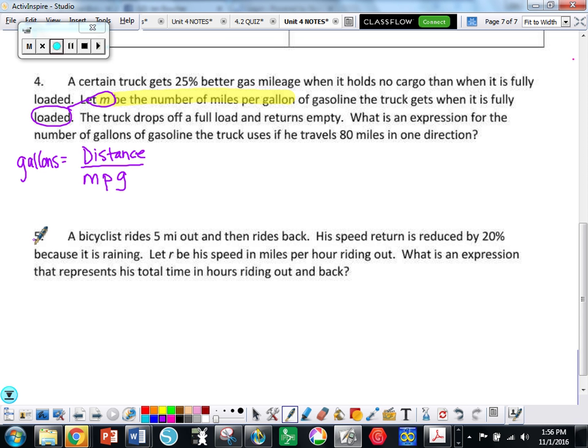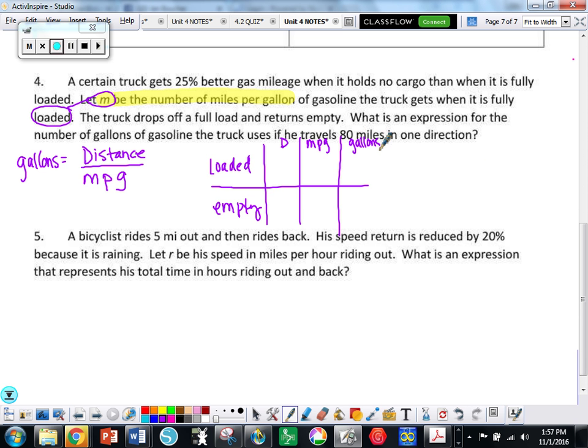Now I'm going to organize my data into a little chart. This truck's driver is going fully loaded, and then it's coming back empty, right? We need to know each of these things. We need to know how far the truck driver went, the distance. We need to know his rate, or his miles per gallon. And we need to know how many gallons he used.